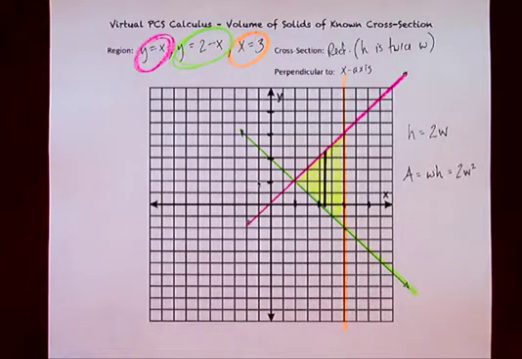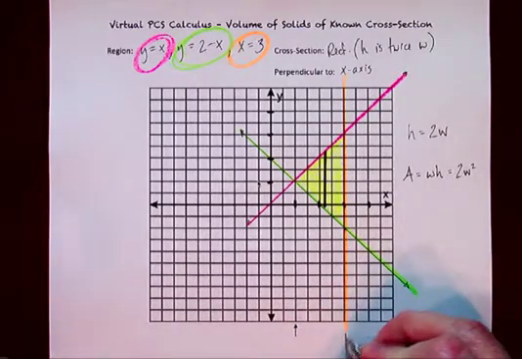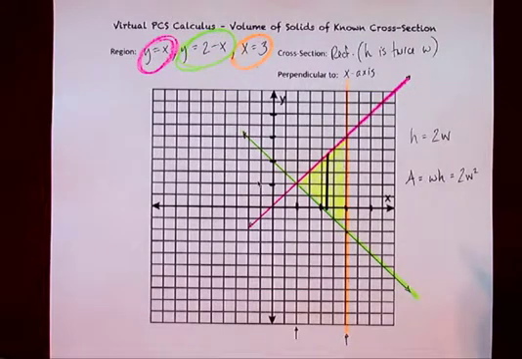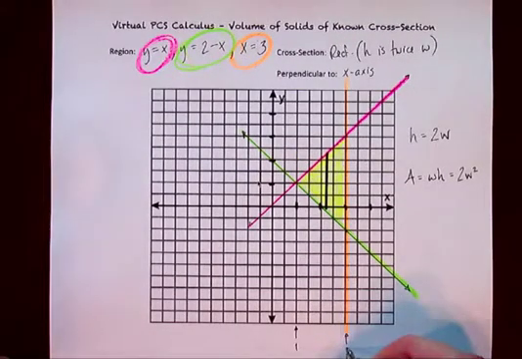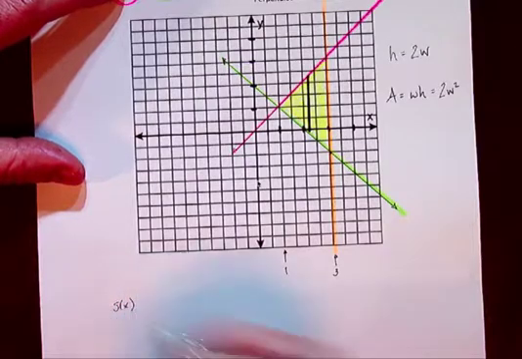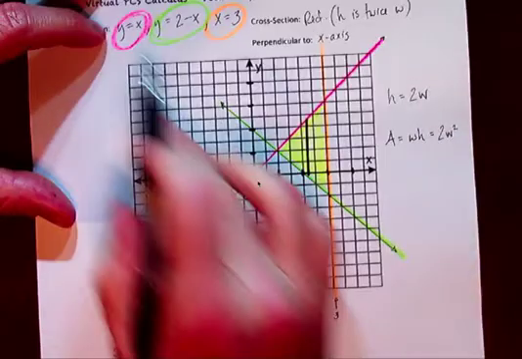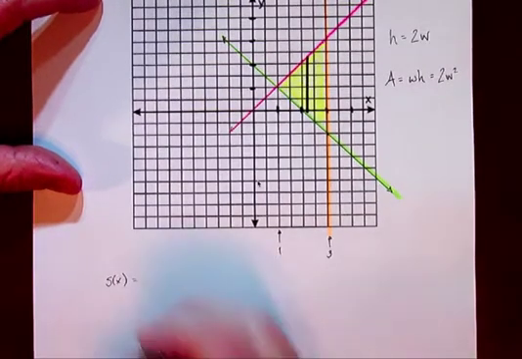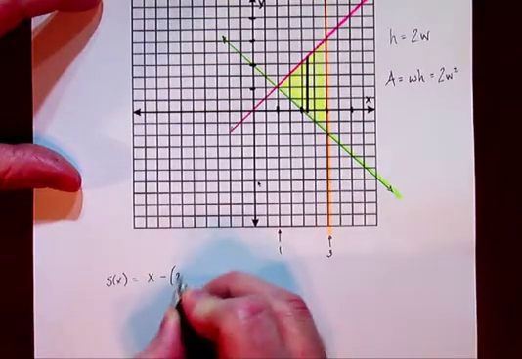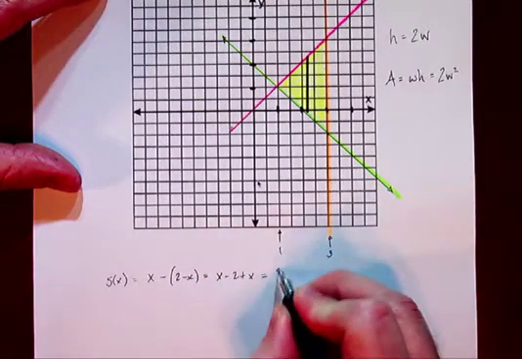Now, my limits of integration are from this point of intersection to this artificial ending of the region here at x is equal to 3. So 1 to 3 are my limits of integration. Now I simply need to find my s of x. My s of x, basically this distance right here in terms of an analytic expression in terms of x, is going to be pink minus green, right? So it's going to be x minus 2 minus x, or x minus 2 plus x, or 2x minus 2.